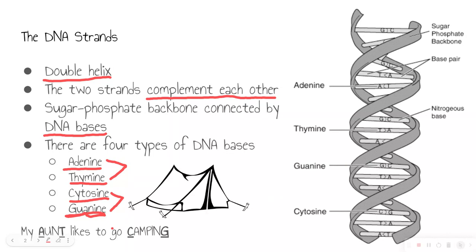And I always remember that my aunt likes to go camping. Aunt starts with A, ends with a T. A and T, adenine and thymine, are always going to bond to each other. And camping starts with a C, ends with a G. Cytosine and guanine are always going to bond to each other. And these are our base pairs. So our base pairs, this A and T, C and G, they're going to be connecting these sugar phosphate backbones.